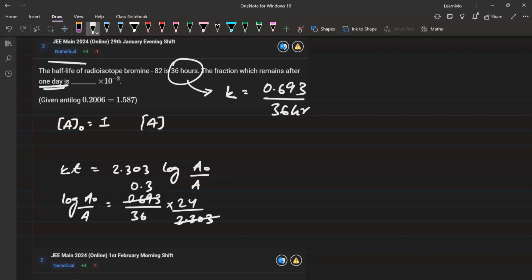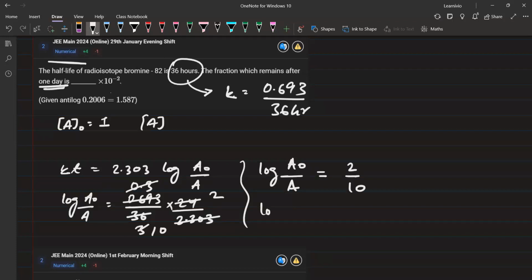Now we have 0.3 and there we have 36. Now a few things can be cancelled. 36 and 24, I think by 12 we can cancel: 3s up, and this will be what? 2s up. Now 0.3 will be by 10. So we have got log of A naught upon A is equal to 2 by 10. And log of A naught upon A is equal to 0.2.